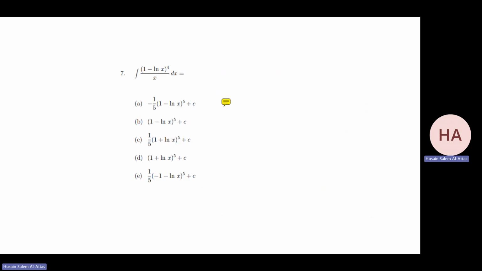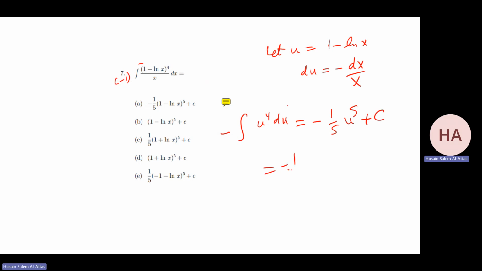Okay. This one. So let u equal 1 minus ln x. Du will be what? Minus dx over x. So I need a minus sign outside. So I have minus integral u to the power 4 du. So it's minus 1 over 5 u to the power 5 plus c, minus 1 over 5 times 1 minus ln x to the power 5 plus c. Which is this one?